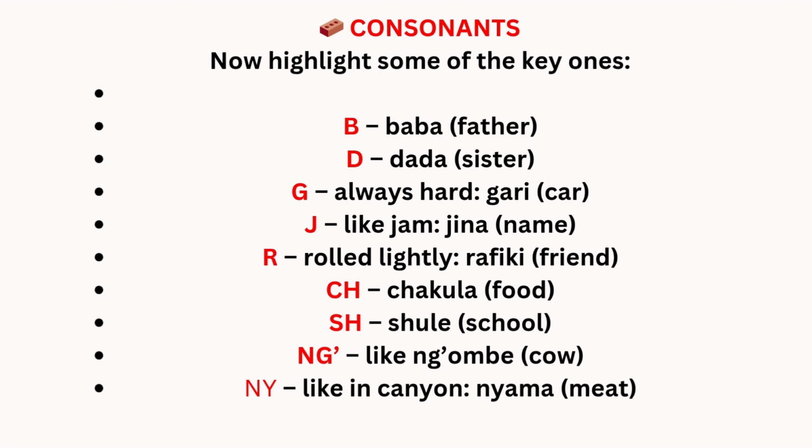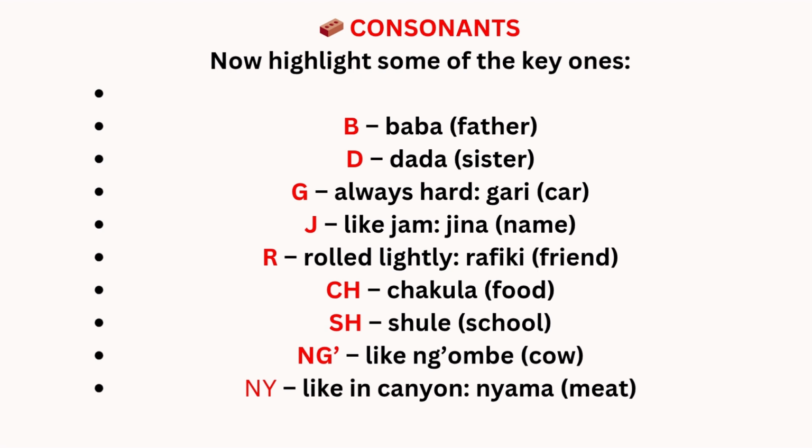The next one is ch, as in chakula. It's commonly used in words like chakula. Chakula is food. The next consonant is sh. An example is shule. Shule is school in English.